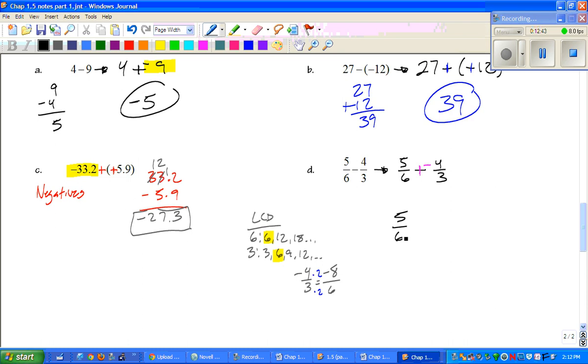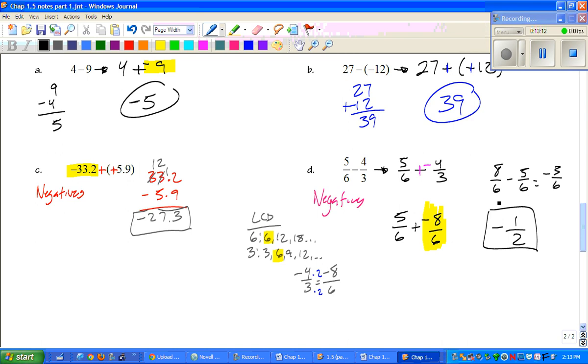So 5 over 6 plus a negative 8 out of 6. The negatives are bigger, so we know negatives are going to win. 8 over 6 minus 5 over 6 gives us 3 out of 6, and that's a negative, and that reduces to a negative 1/2.